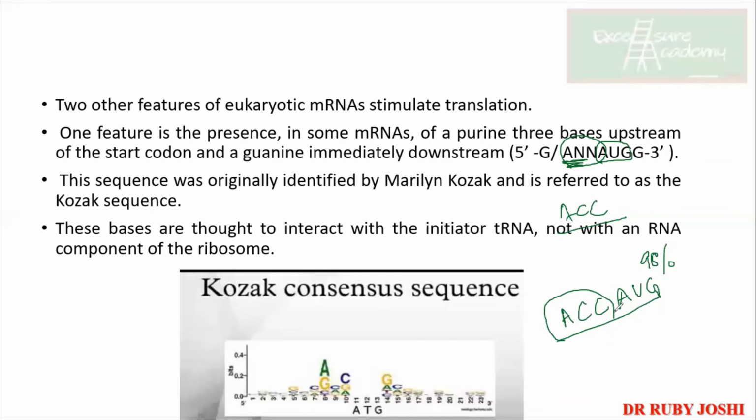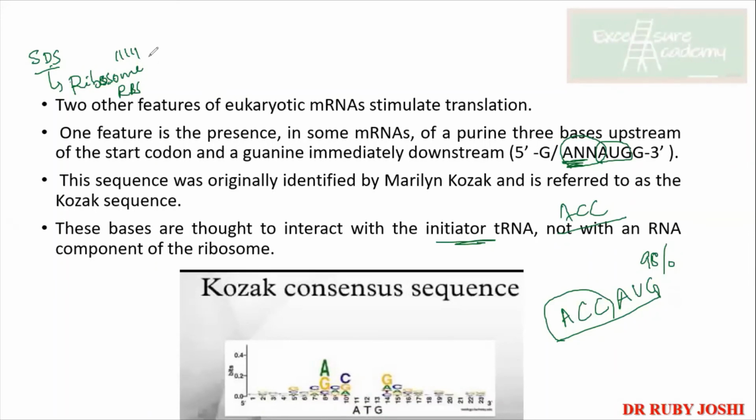It also says that these bases are thought to interact with the initiator tRNA and not with the RNA component of the ribosome. So can you see the difference? In the prokaryotes, we saw that the Shine-Dalgarno sequences are for ribosome interactions. So the RBS, or Shine-Dalgarno sequence, interacts with the RNA component of the 16S RNA, that is a part of the 30S ribosome, right?